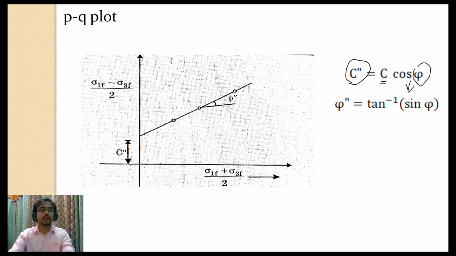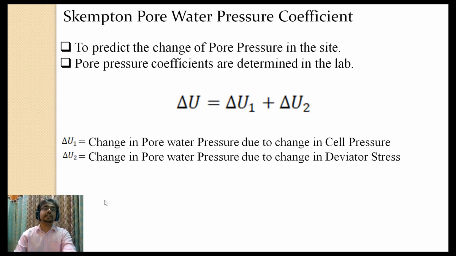Now we are moving into our next important topic, which is very important, that is the Skempton water pressure coefficient. Skempton established this water pressure coefficient in 1954. Basically, before coming into this, we must recapitulate something. The excess water pressure, what is excess water pressure?